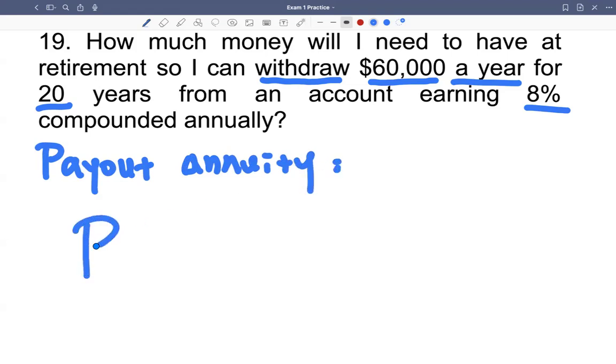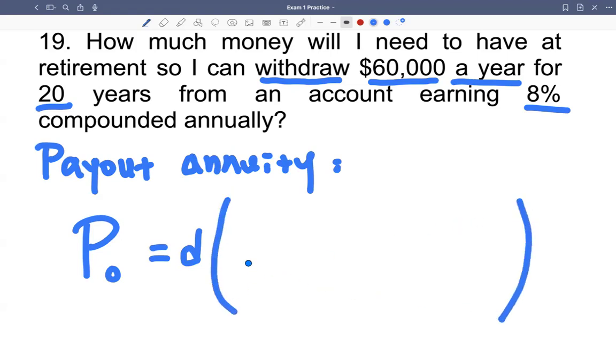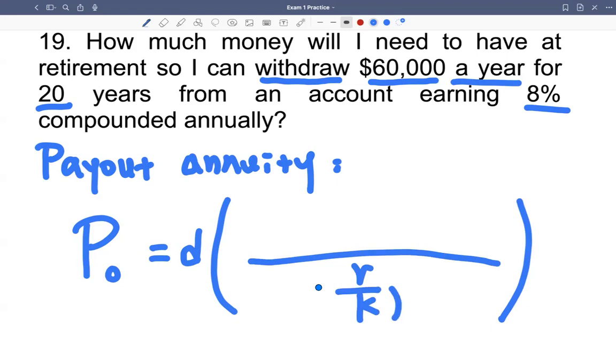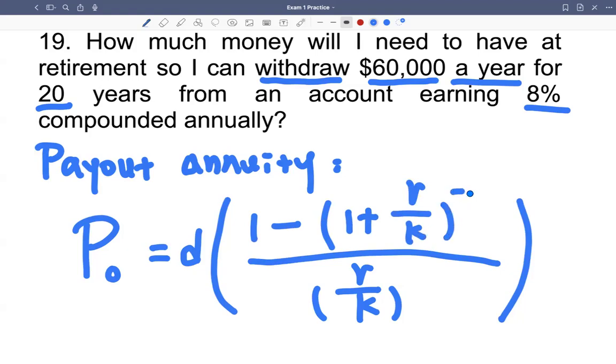Remember, the formula starts with the amount of money to start with, to withdraw from, equals the withdraw amount, we still use lowercase d to represent, then multiply by a fraction. In the denominator, we have r divided by k. And the numerator is 1 minus (1 plus r divided by k), raised to the negative n times k.